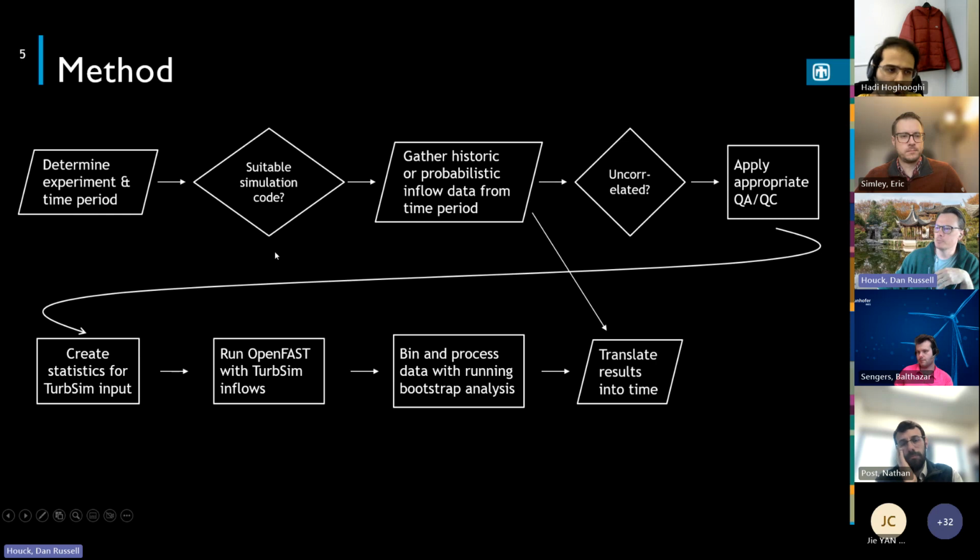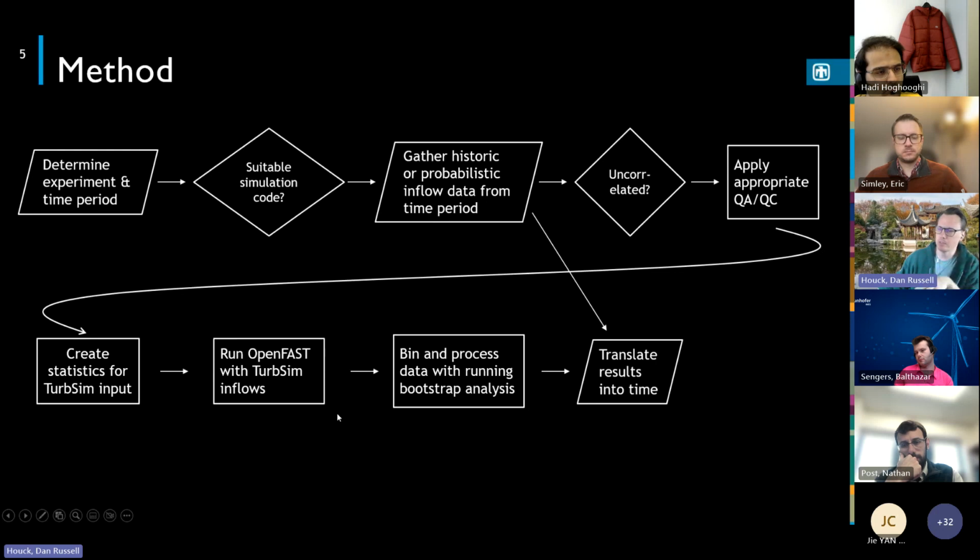So you need to know when your experiment is, and you need to have some way of simulating the experiment, essentially. You have to have some information about the inflow, which you may have to do some QA/QC on. But the big part is down here. You're going to use all this information to create inflows, run them in a simulation, and basically do the virtual experiment. You're going to take the outputs, this data, and bin and process it with a running uncertainty analysis, such that you can find the times at which you actually achieved what you wanted in terms of significance and convergence.